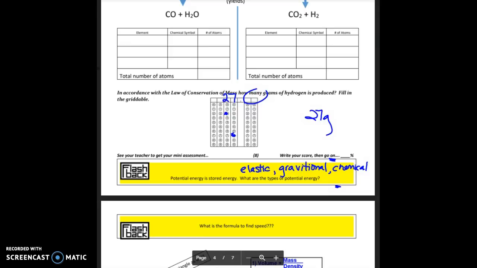And so this is a part where you need to take your next mini assessment again and give it to your teacher so that they can score it, and you can write your percentage there.